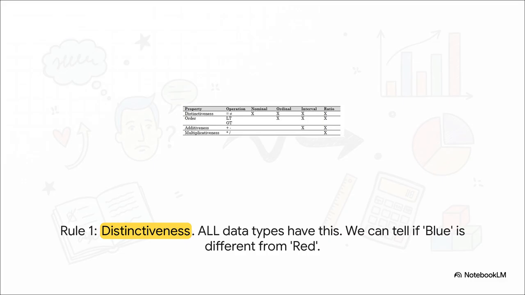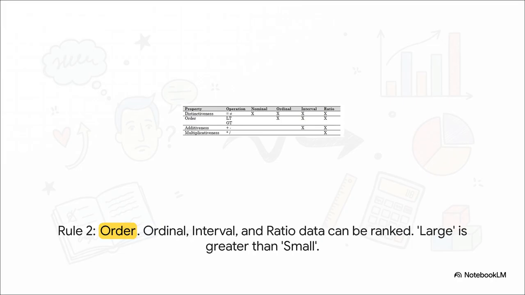First, at the very bottom, we have Rule 1, distinctiveness. This is the most basic property, and every single data type has it. It just means we can tell if two things are different. Blue is not red. 10 is not 20. Simple enough, right? Next up is order, and this is where it gets interesting, because this is where we say goodbye to our nominal data. You can't say blue is greater than red. But for everything else, ordinal, interval, and ratio, you can absolutely put them in a meaningful sequence.